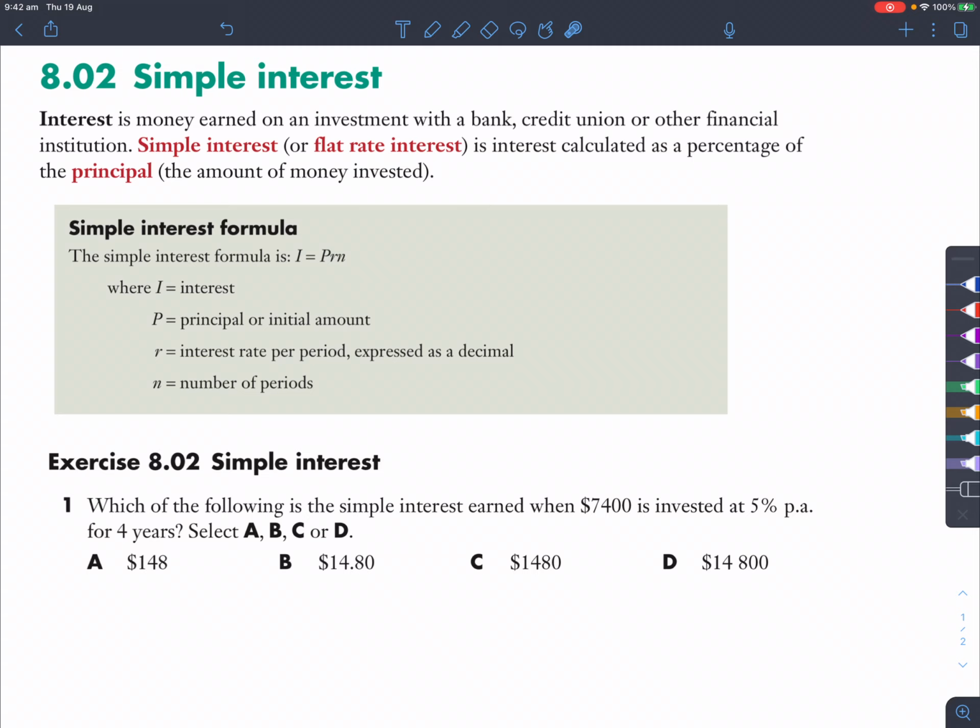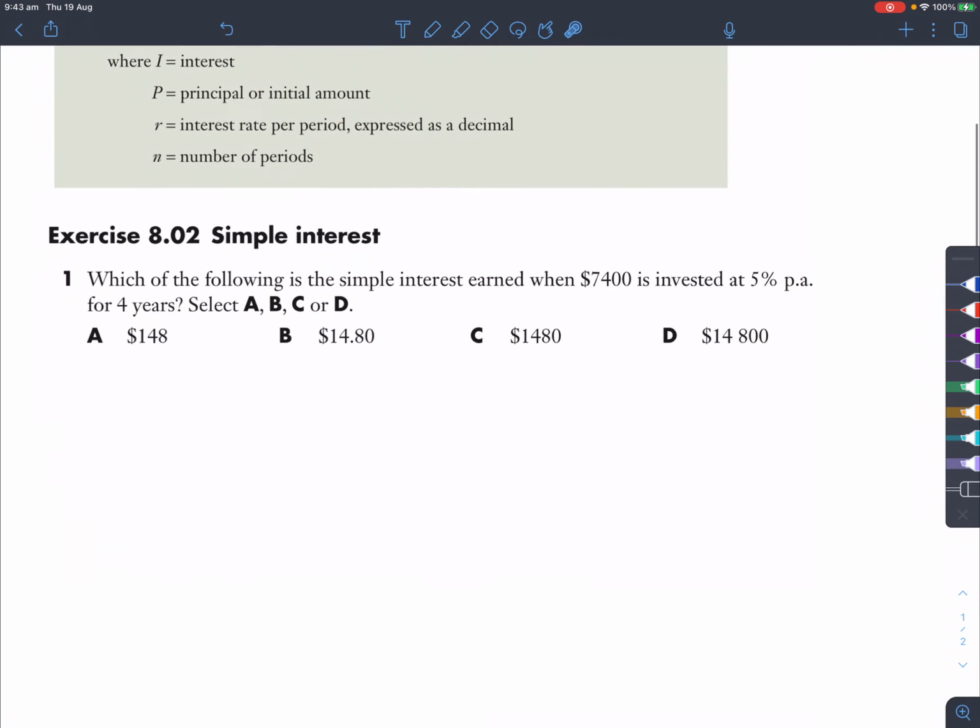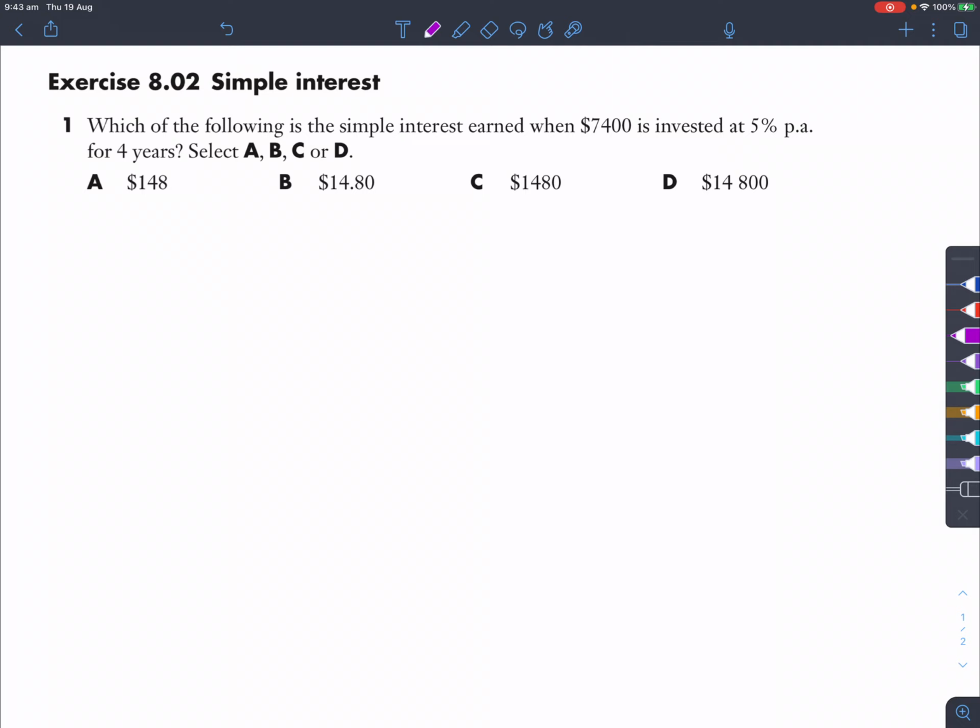So the simple interest formula is I = PRN, where I is the interest, P is the principal, the initial amount, R is the interest rate per period expressed as a decimal, and N is the number of periods. The period could be months, years, days, whatever it may be. But the whole idea is these two periods must be the same duration.